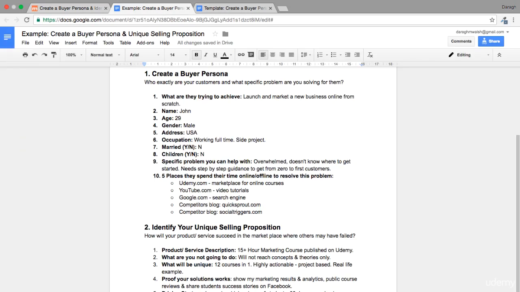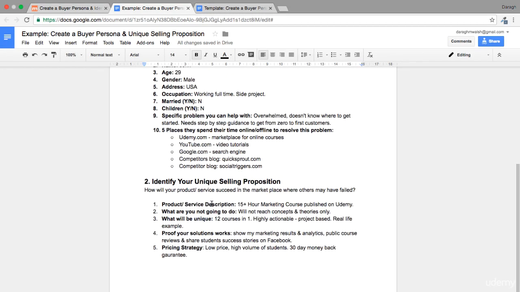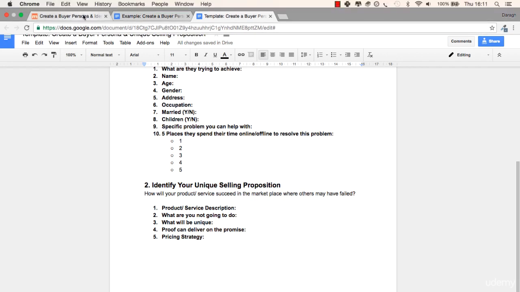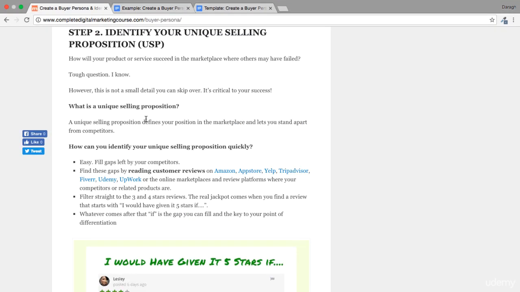Then I'll run through my example and show you exactly the thinking behind how I developed the unique selling proposition for this course that enabled it to become pretty successful with over 10,000 students in it now. And then you can fill out the unique selling proposition for yourself once you've got all that context and background and understanding.